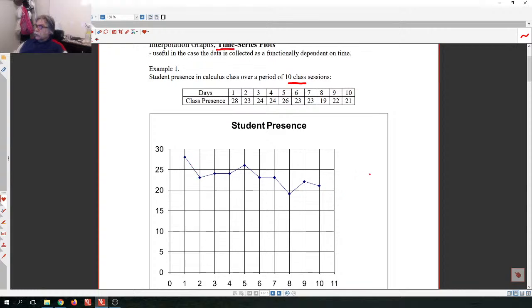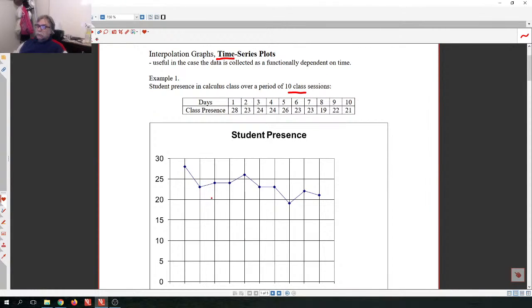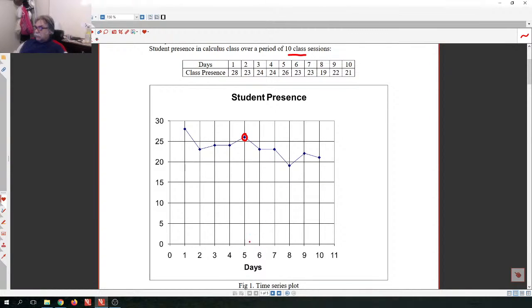And then, of course, this is a polygon. It's a line graph. People say line graph. It's a polygon, so those points are connected now. This point I got here would be the fifth day. I had 26 students. So every column here is a point. Ninth day, I have 22 students.